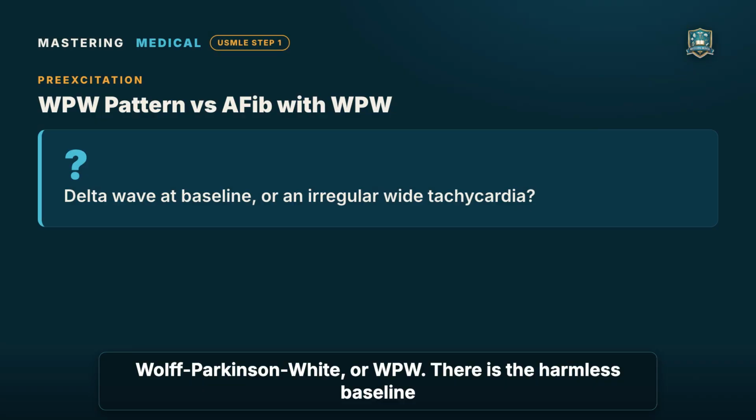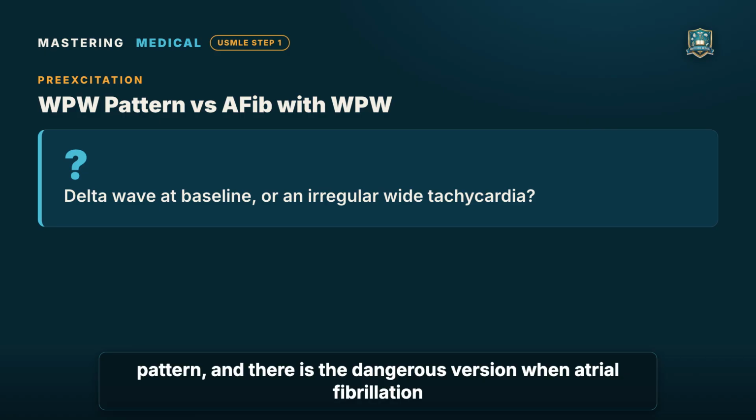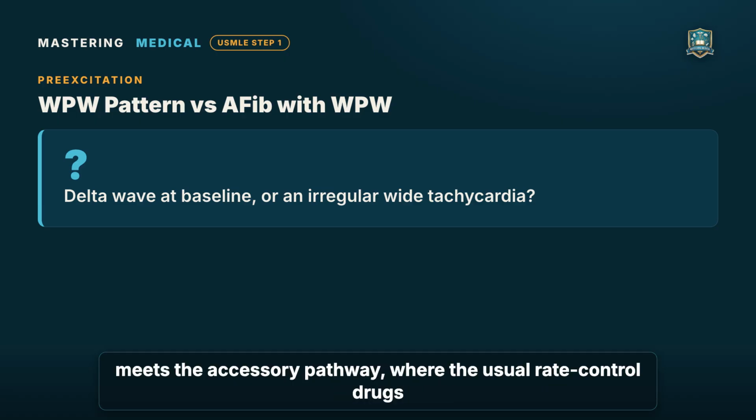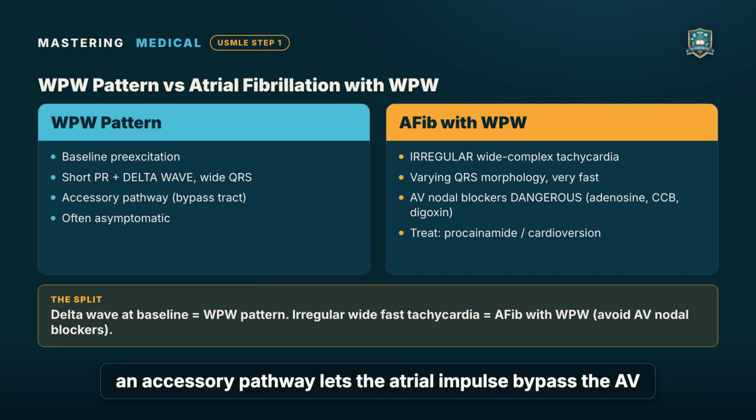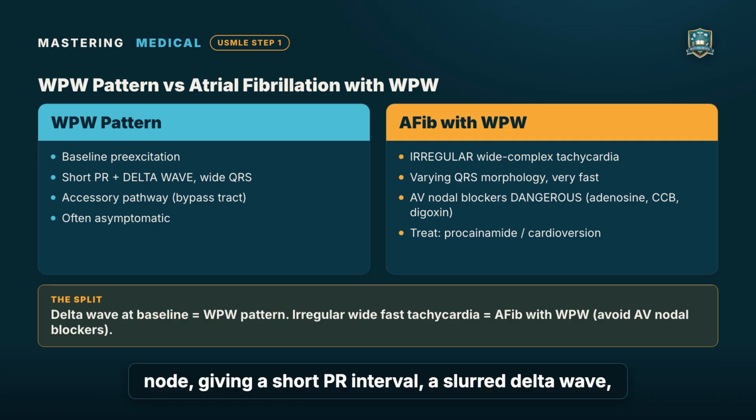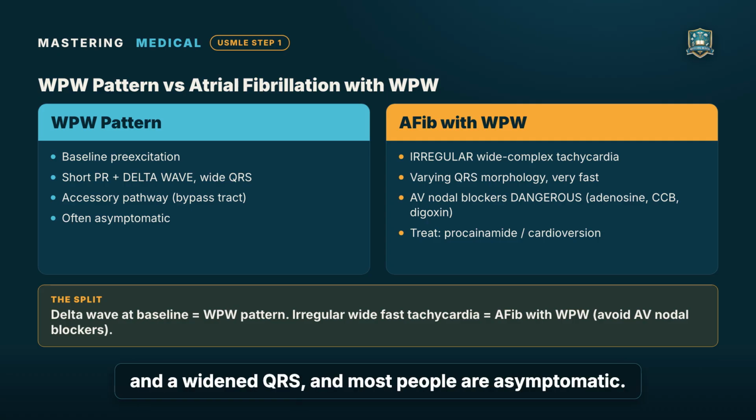Wolff-Parkinson-White, or WPW. There is the harmless baseline pattern, and there is the dangerous version when atrial fibrillation meets the accessory pathway, where the usual rate-control drugs can be deadly. The WPW pattern is baseline preexcitation. An accessory pathway lets the atrial impulse bypass the AV node, giving a short PR interval, a slurred delta wave, and a widened QRS, and most people are asymptomatic.